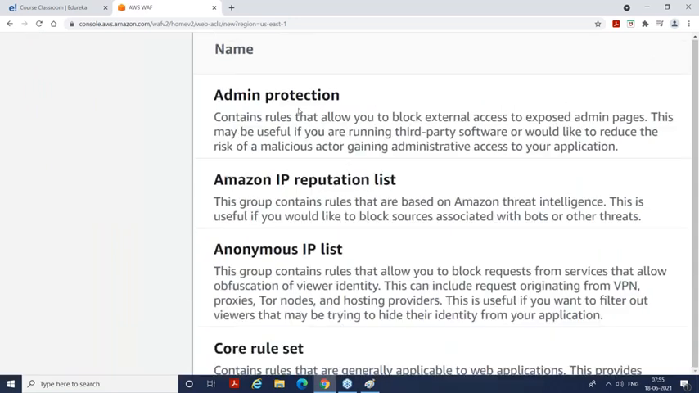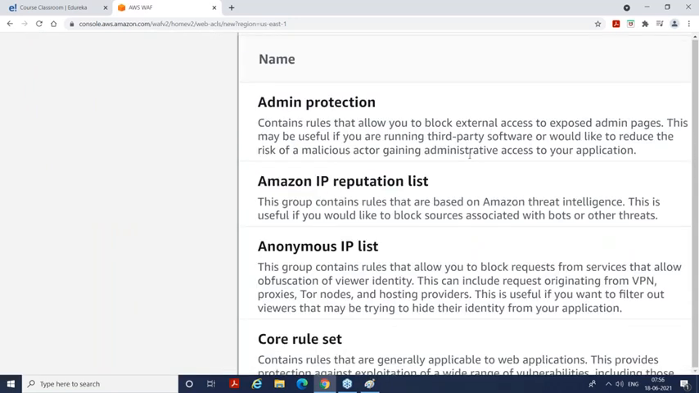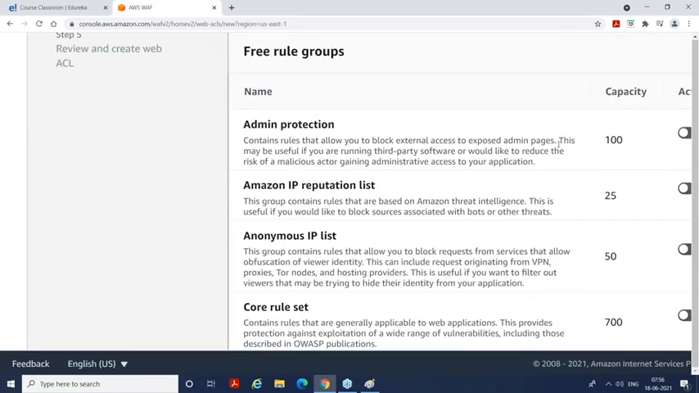Admin protection contains rules that allow you to block external access to exposed admin pages. This may be useful if you're running third-party software or would like to reduce the risk of a malicious actor gaining administrator access to your application. Right? Amazon IP reputation list. This group contains rules that are based on Amazon threat intelligence. This is useful if you would like to block sources associated with bots or other threats. So it will have a list of IP addresses which are suspicious.